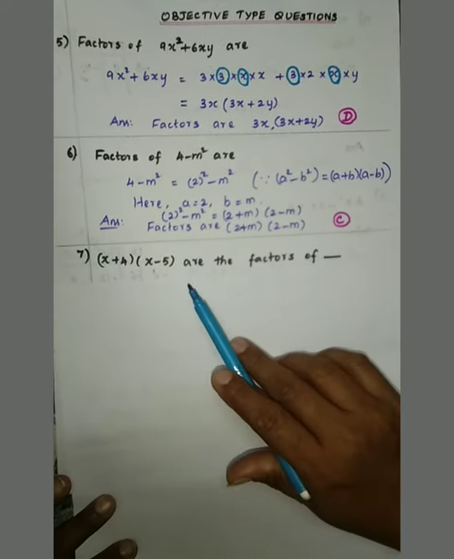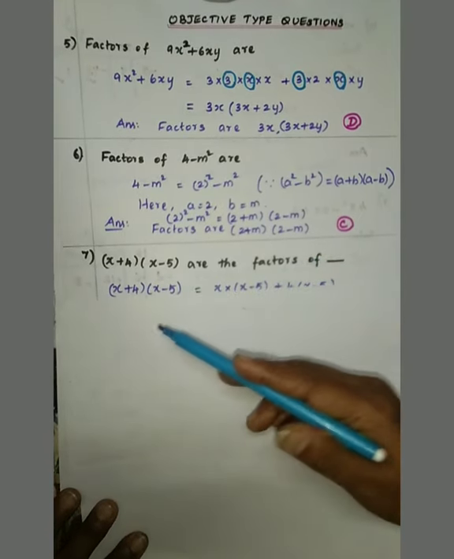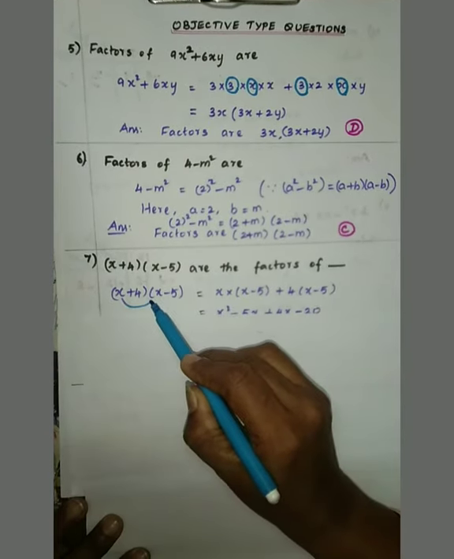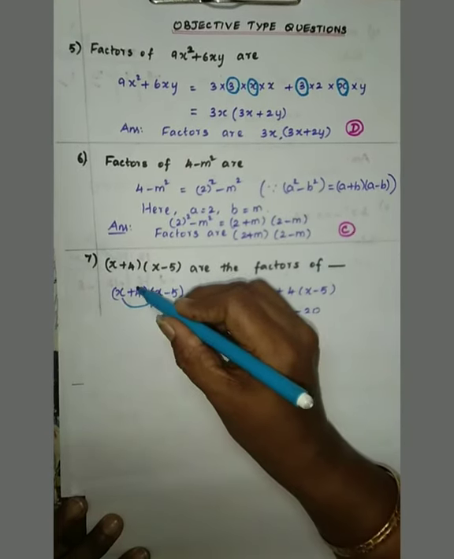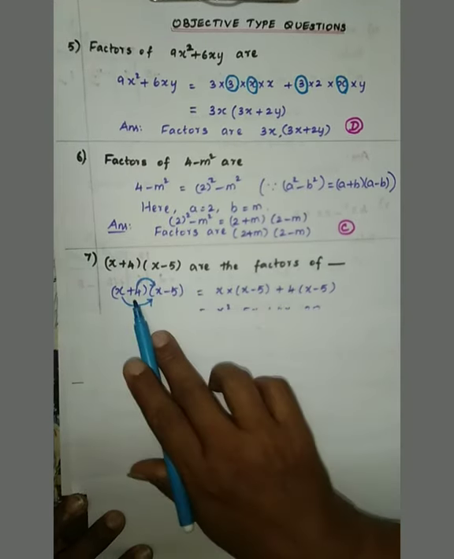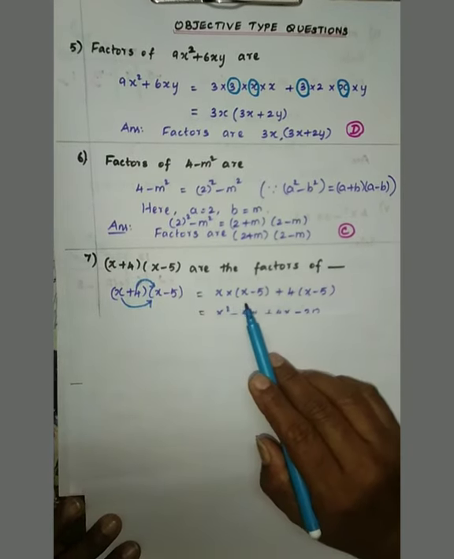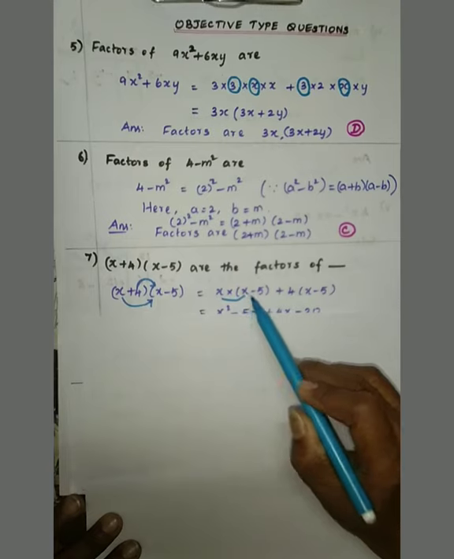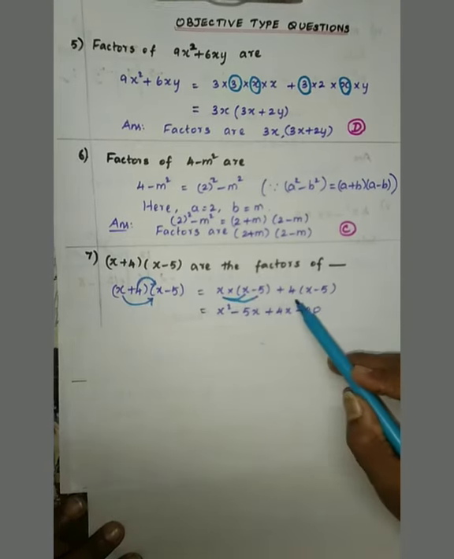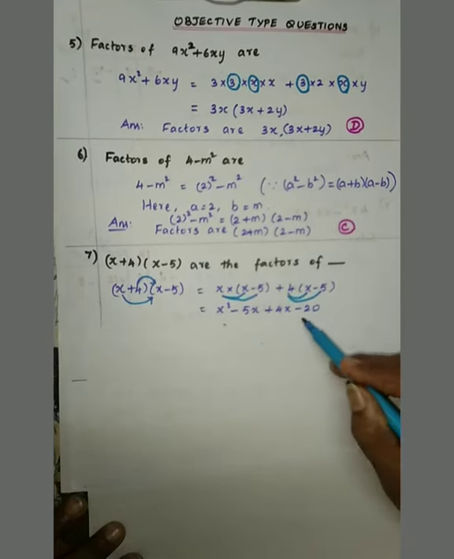Then seventh problem, x plus 4 into x minus 5 are the factors of dash. So here factors are given, we are going to find the expression. We already know how to multiply binomial into binomial. So we multiply x into x minus 5 plus 4 into x minus 5. x into x is x square, x into minus 5 is minus 5x, plus 4 into x is 4x, and 4 into minus 5 is minus 20.